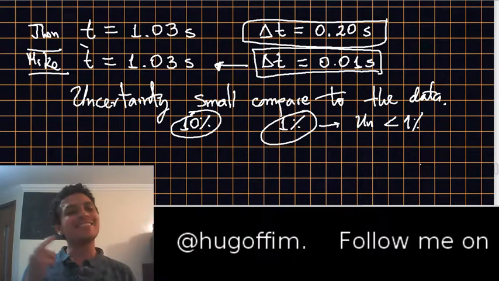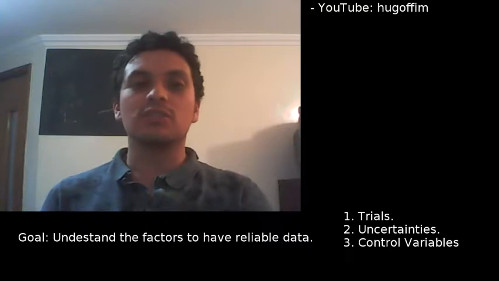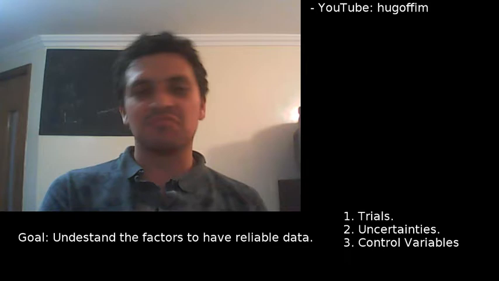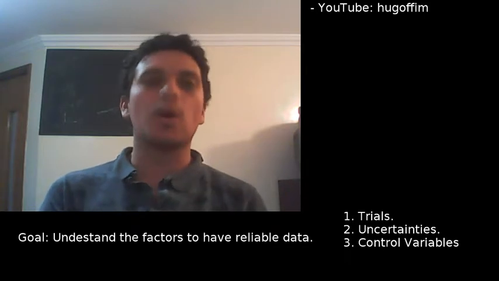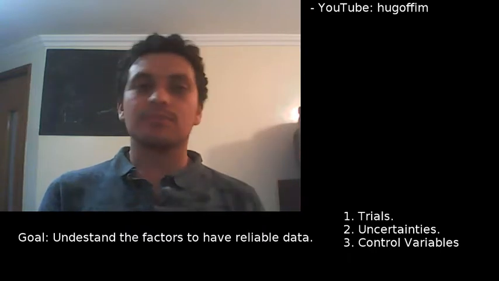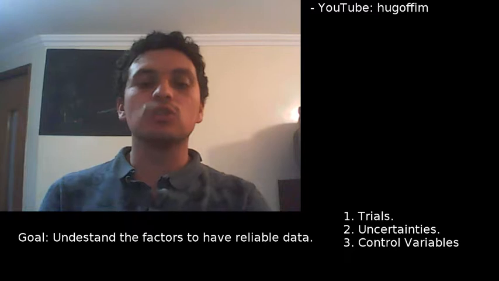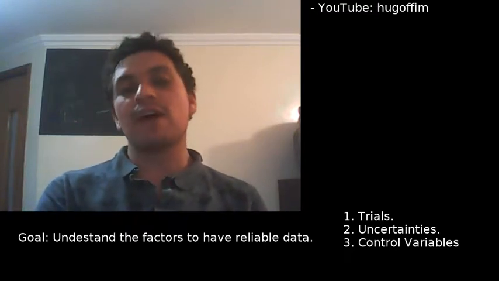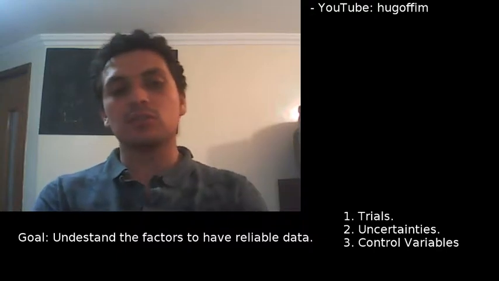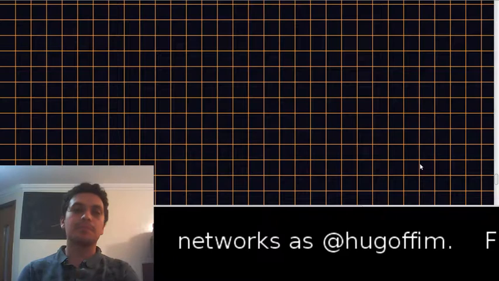That's good to ask your teacher, what does he think about it? Okay, so the second factor to have reliable data is the uncertainties. Remember, first, many trials: 5, 10, 15, 20. If you have a lot, that will be excellent. Second, uncertainties small compared to the data. And now we're going to check the third factor that I think is very important to test reliable data. The third factor to test reliable data is control.